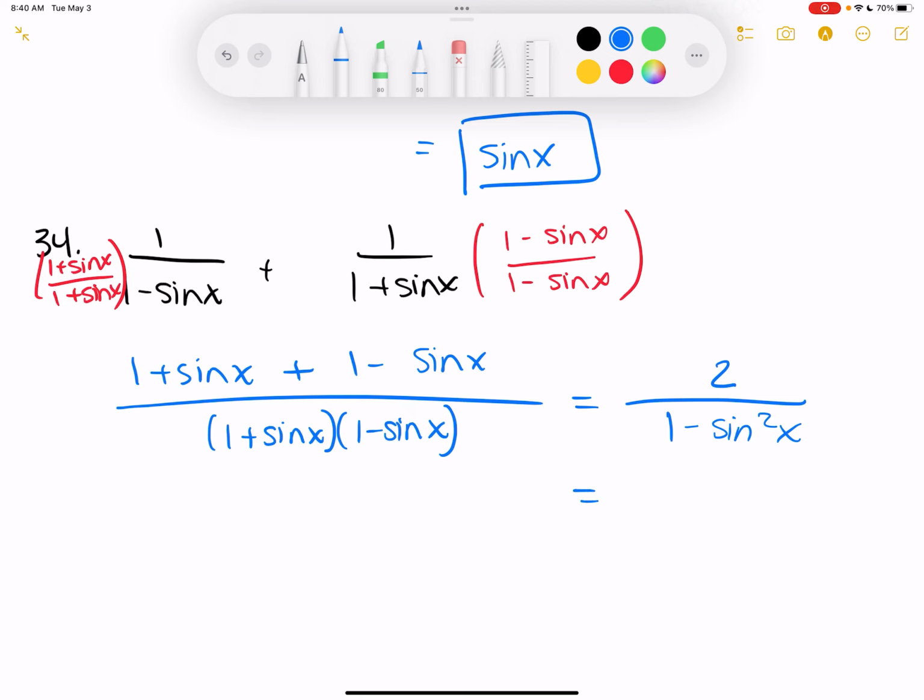Tangent? It's tangent squared? No. It's cosine squared. Cosine squared could be rewritten as what? Or what's 1 over cosine? Secant. So this is going to be 2 secant squared of x.